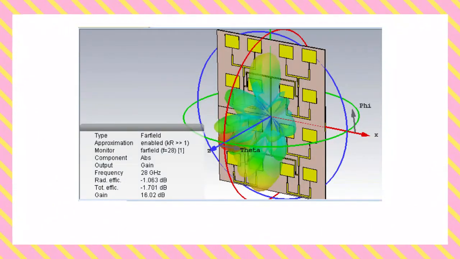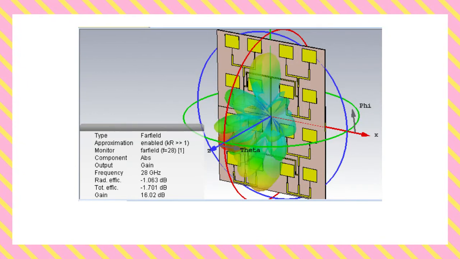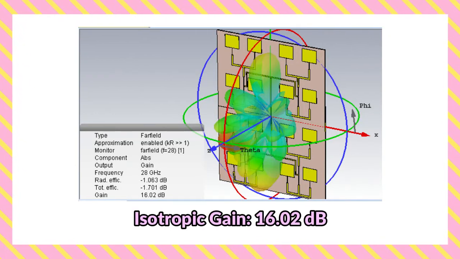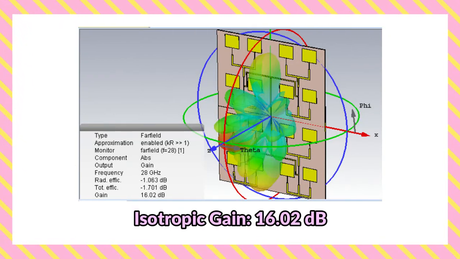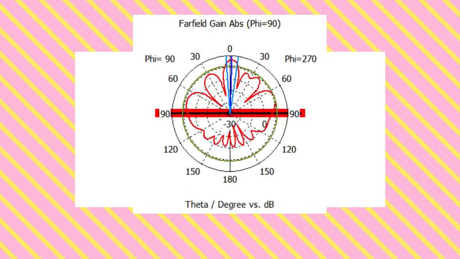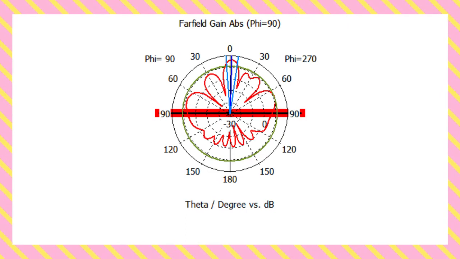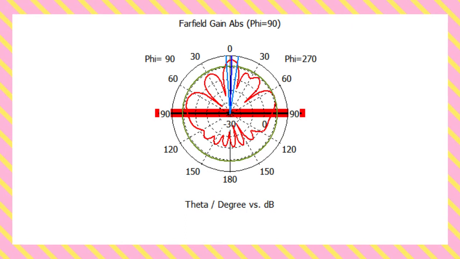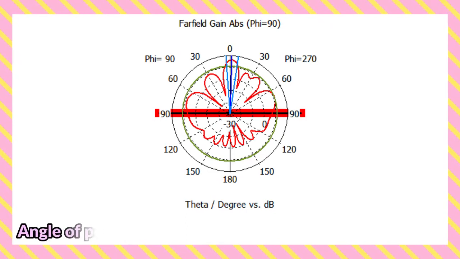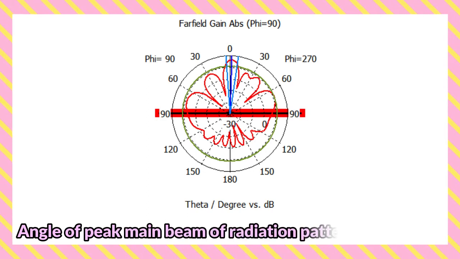Besides, the 4 times 4 array antenna transmits the highest isotropic gain with 16.02 dB compared to the other designs. Finally, the angle of the peak main beam of the radiation pattern of the 4 times 4 array antenna design is the most focused as it is located at 0 degree.